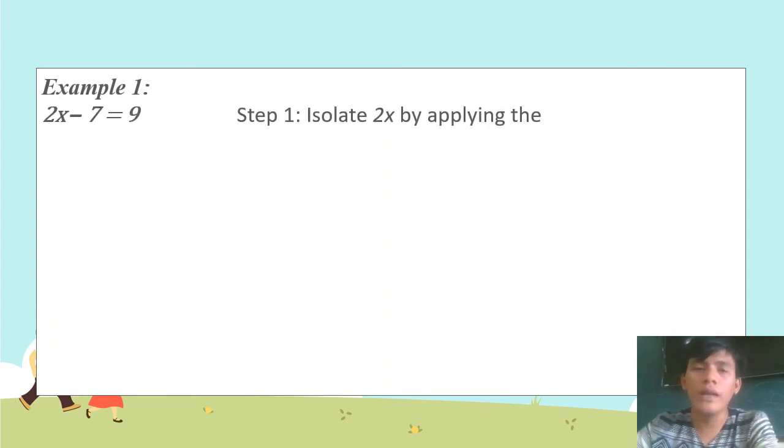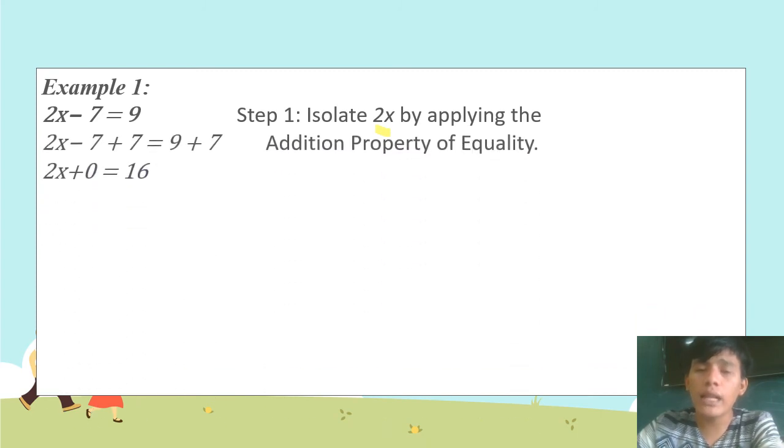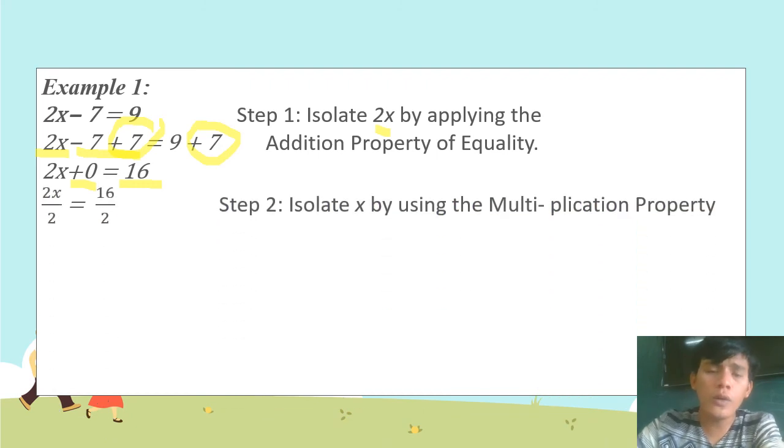The given problem, 2x minus 7 is equal to 9. We need to isolate 2x by applying the addition property of equality. So, negative 7 is added by 7. You add 7 here, you will also add 7 to the other side. Negative 7 plus 7 is 0. 9 plus 7 is equal to 16. Therefore, 2x is equal to 16.